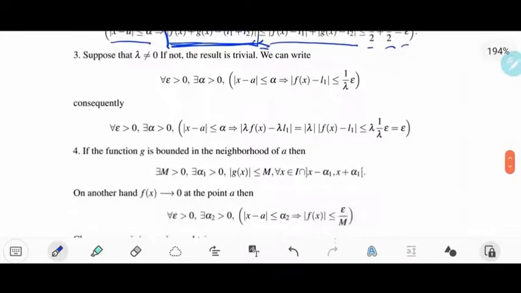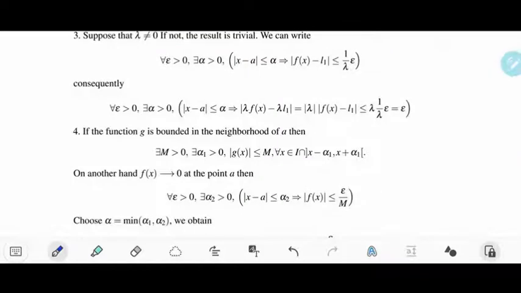For the third property, it's a little bit the same reasoning, because you will give me an epsilon, and I would like to have at the end that |lambda f - lambda L1| is less than epsilon. This is what I want to obtain at the end. Okay, so you will give me a number epsilon.